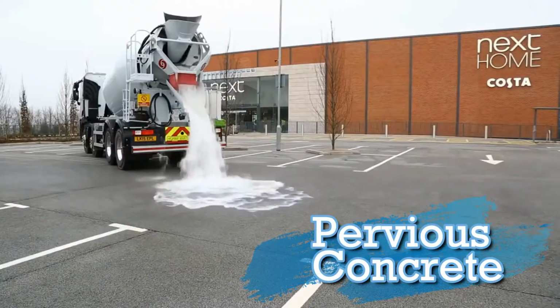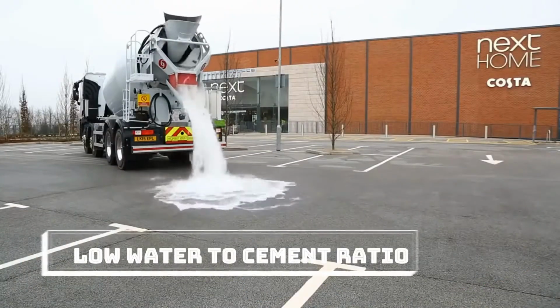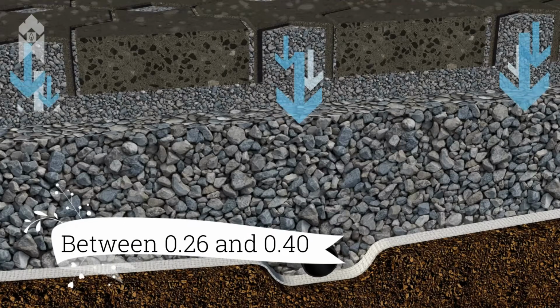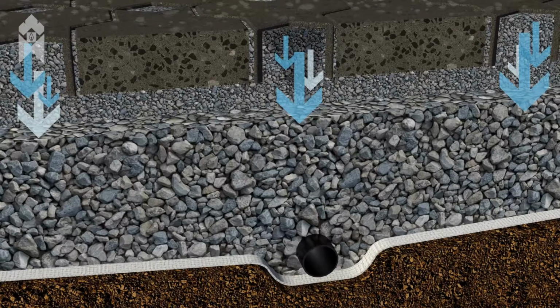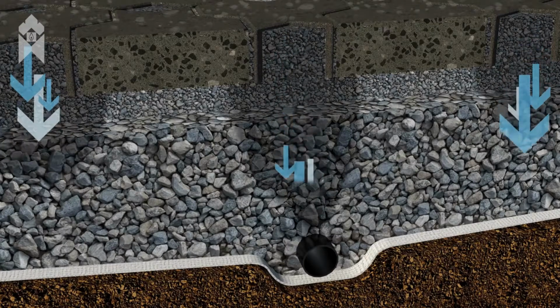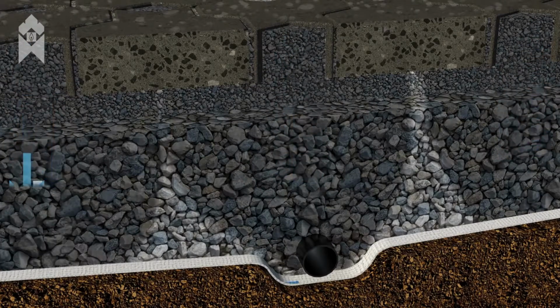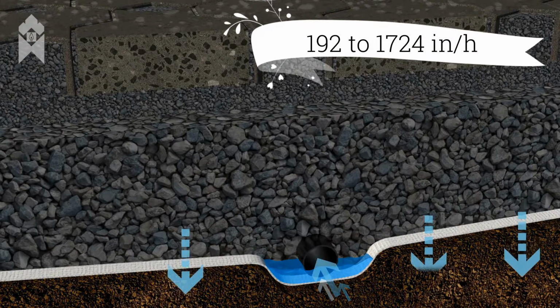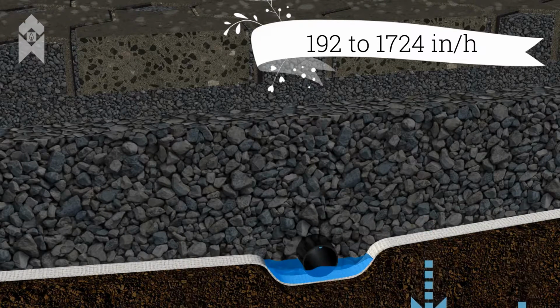Besides, pervious concrete is composed of a relatively low water-to-cement ratio, usually between 0.26 and 0.40, which added to the percentage of existing voids, makes it possible for water to infiltrate through the structure of concrete at a rate of approximately 192 to 1724 inch per hour.